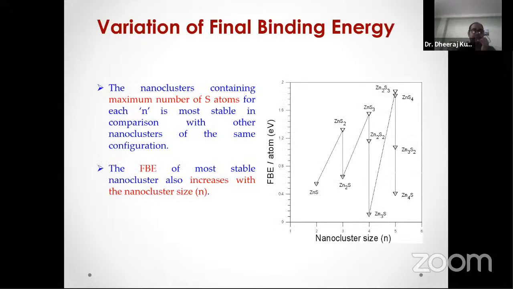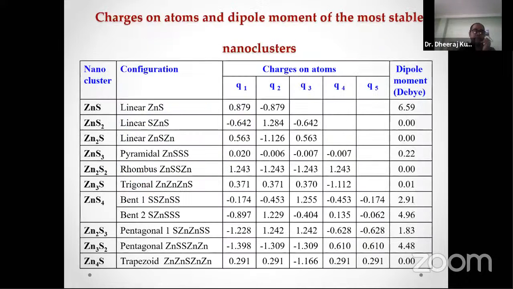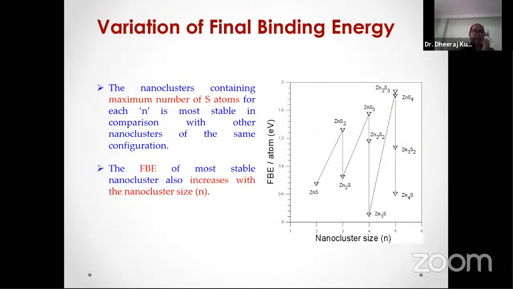Next, ma'am. So the most important and interesting thing is the variation of the final binding energy, how the variation is taking place. From these tables we conclude which are the most stable structures, and then we try to obtain this variation, and we found that as the number of sulfur atoms increases, the value of final binding energy also increases. The nanoclusters containing the maximum number of sulfur atoms are considered to be the most stable structures, and the final binding energy also increases with the nanocluster size. Next slide, ma'am.